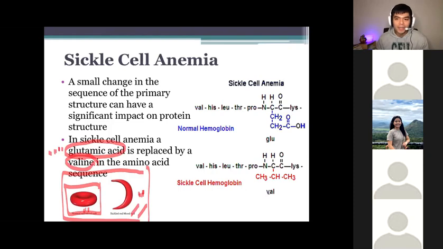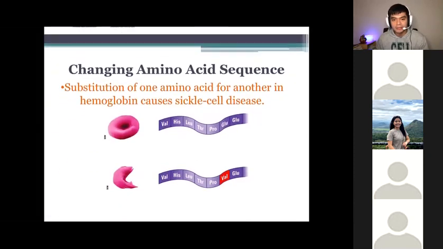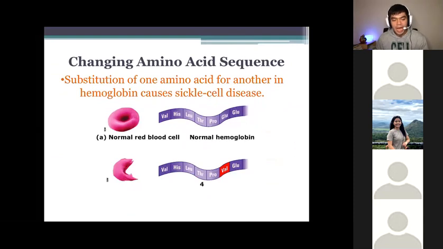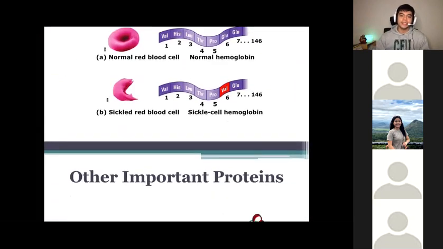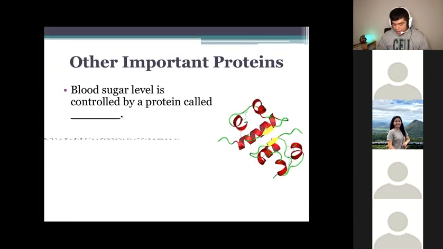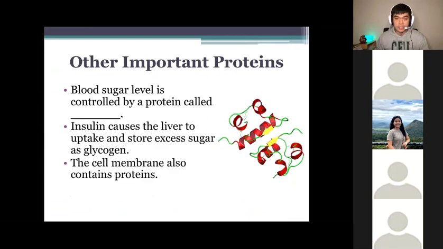Okay. Ano dapat ang normal na hemoglobin? Anong sequence? Glutamic or valine? Glutamic acid, good. Tawag dito, ano yung napalit? Valine. Okay, so ito yon. So next, I think this is the last slide for this lesson.